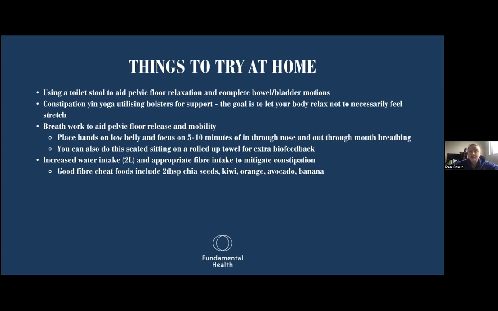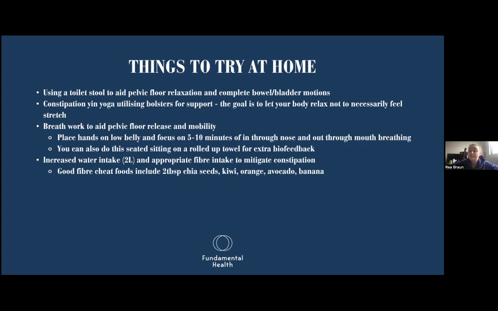Constipation yin yoga, using bolsters for support. So there are plenty of yin yoga videos out there online. You can just add bolsters and pillows for support. But the main goal is not necessarily feeling a stretch, but just relaxing in those poses to get those muscles to switch off. Because a lot of people with hypermobility try and avoid yoga because they never feel the stretch, or it feels bad for their body. But yin yoga is more about the flow and the movement and the relaxation to try and help all that guarding let go.